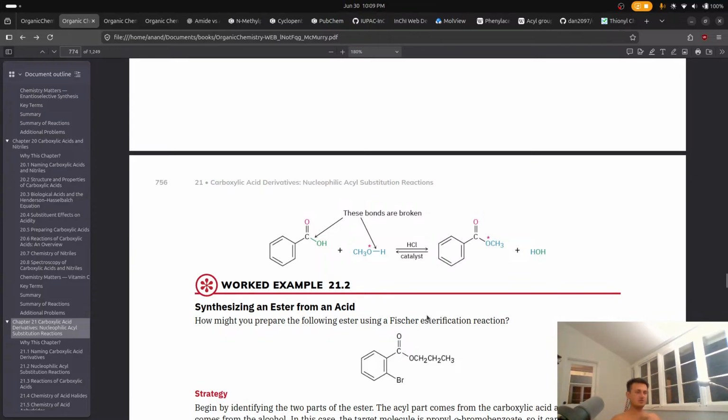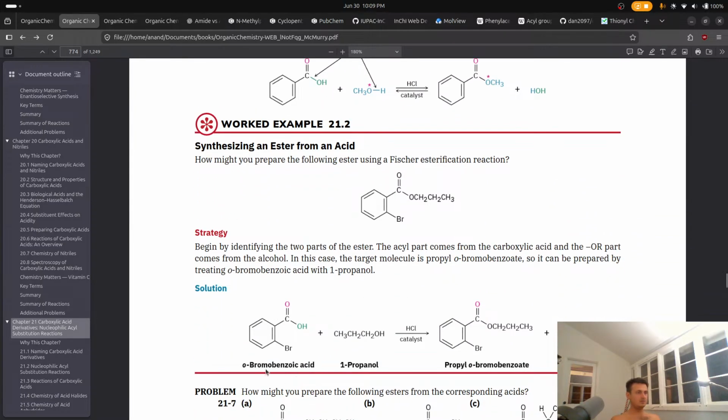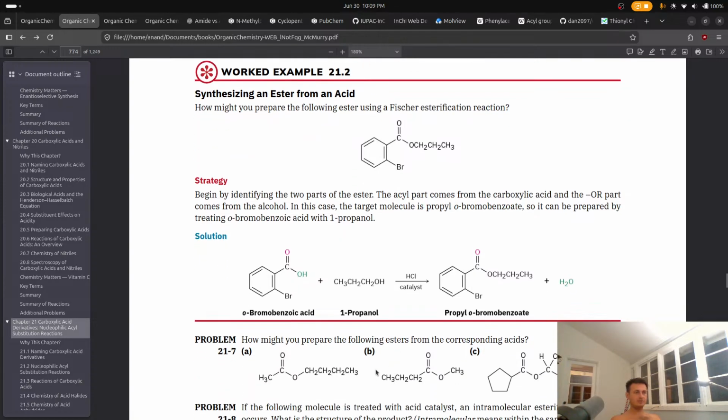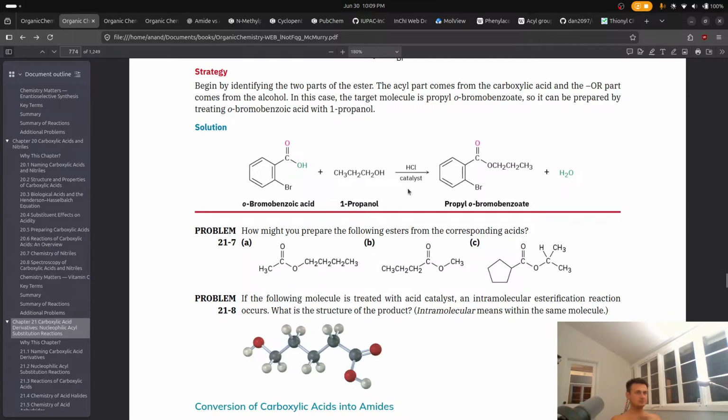2-bromobenzoic acid and propanol. Damn, I'm goated. Oh yeah, acid. Every time I've done Fischer esterification, though, I've always only done sulfuric acid. But okay, I'm out of here. I gotta go.